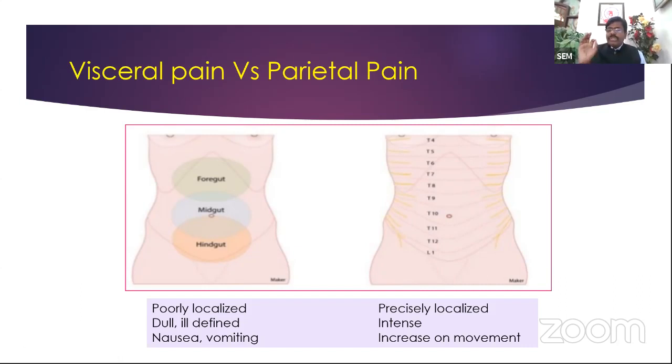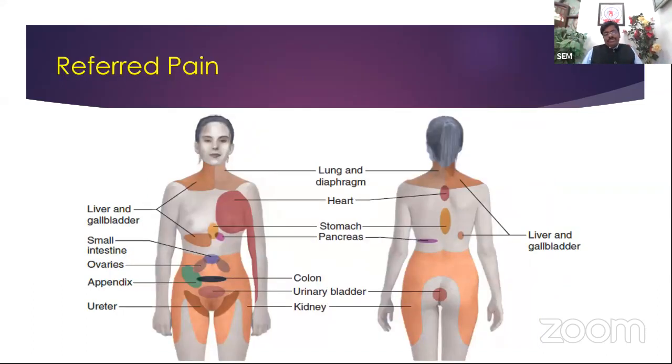Most of the time, parietal pain is precisely localized, to an exact point. The patient will say, "Sir, it hurts here," and will be able to locate it precisely. It is intense, and it increases on movement, because any parietal peritoneum, if touched, causes pain, so the patient will be lying still. One of the classical features of peritonitis is the patient lying still like a statue. So that is all important for you.